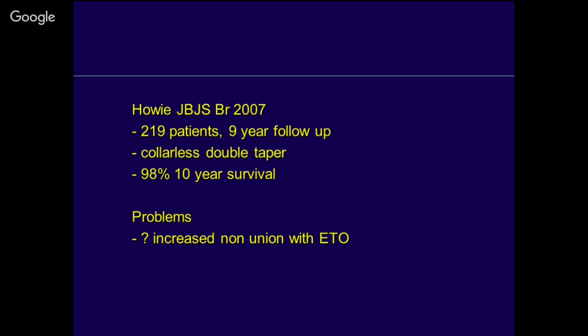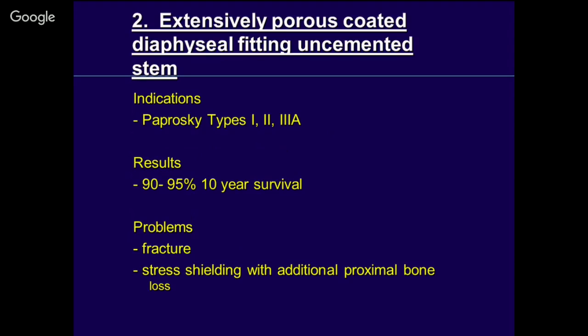The problem is that if I do an extended trochanteric osteotomy and then a long stem cemented implant, the cement will go in between the fracture site of the extended trochanteric osteotomy, so there is a problem of union. Then there are extensively porous coated diaphyseal fitting uncemented stems, mainly indicated in type 1, type 2 and type 3. Result is 90 to 95% 10-year survival. The problem is fracture, and stress shielding with additional proximal bone loss.